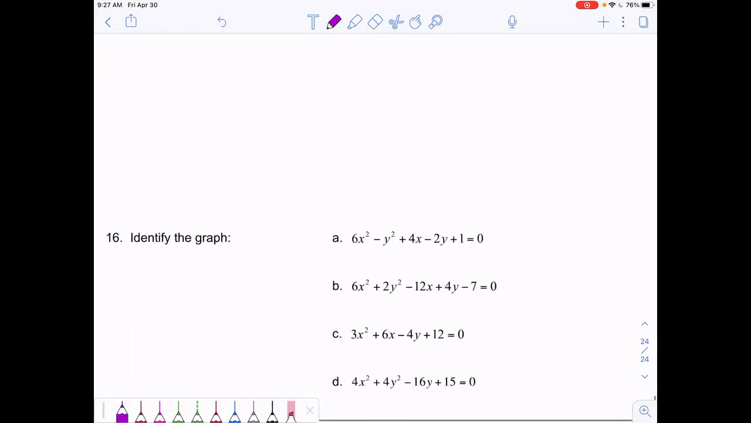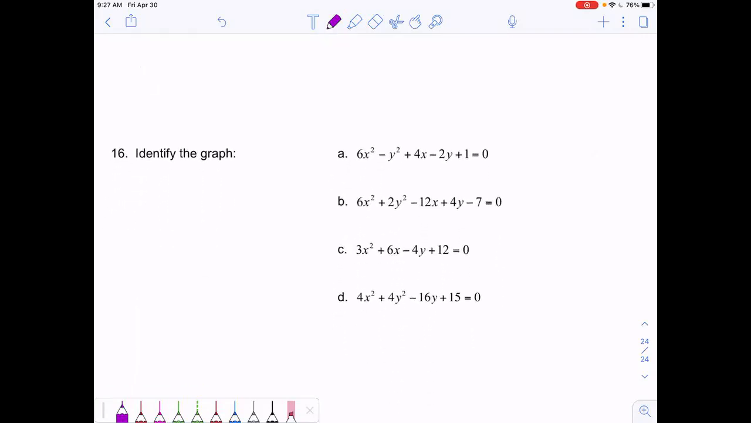And then number 16 is the one where you're identifying the conic, identify the graph. So you have a couple of minutes, maybe you can work on number 16 and go through and identify everything. On Monday, we will summarize all of the conics and work on reviewing for your test on Tuesday. Are there any questions?